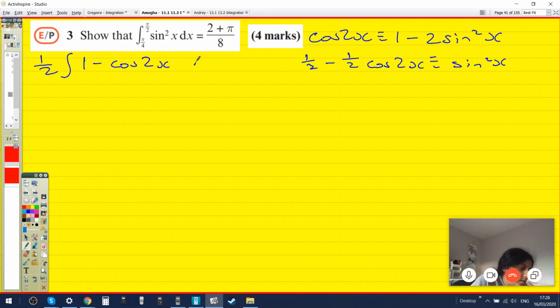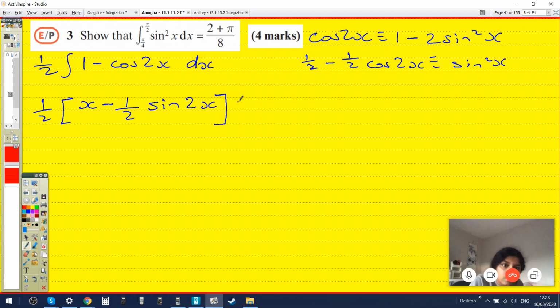So x and then cos 2x is just half sine 2x. So that would give you half x minus a quarter sine 2x. In brackets with the limits pi over 4.